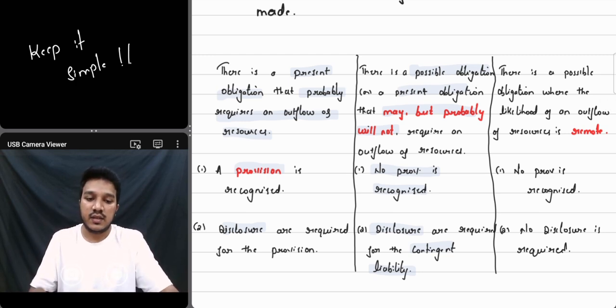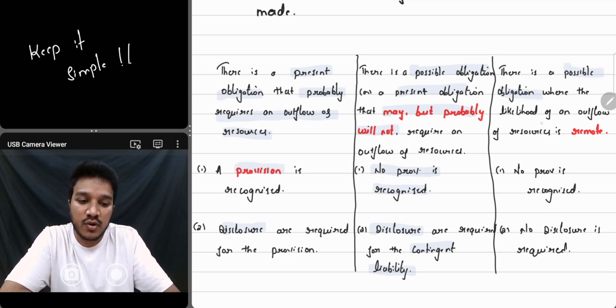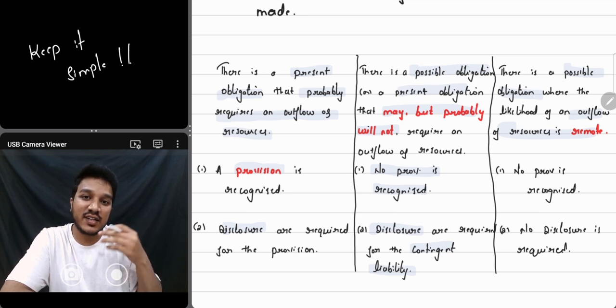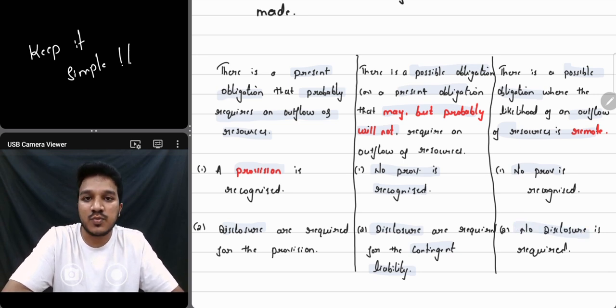ठीक है, now let's see another one. See here in this case, there is a possible obligation, but the likelihood of an outflow of resources is remote. मतलब the company feels that it will not pay the damages even in the future. ठीक है, in that case, no provision and no disclosure. I hope this point is clear.